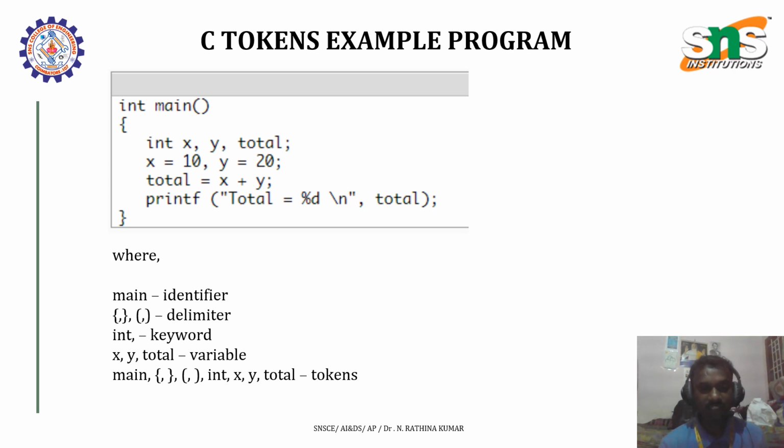This is a very simple program for the tokens. We have declared three variables, performed the addition operation, and displayed the values. Here main is an identifier. The open bracket and close bracket are called delimiters. The int we used in this program is a keyword. The x, y, and total are called variables.